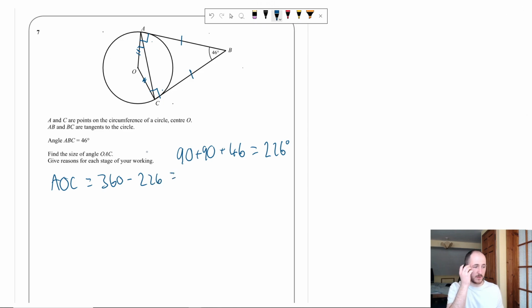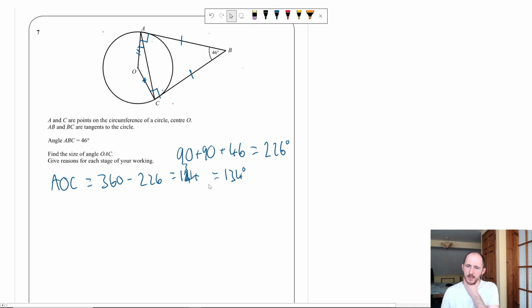Which is equal to... not 67. It's going to be 100. It'll be 100 and then 114. Not 14. 24. No, what am I talking about? 134. Jesus Christ. 134 degrees. Not sure why that was so difficult for me. Anyways, 134 degrees. Okay? Cool.